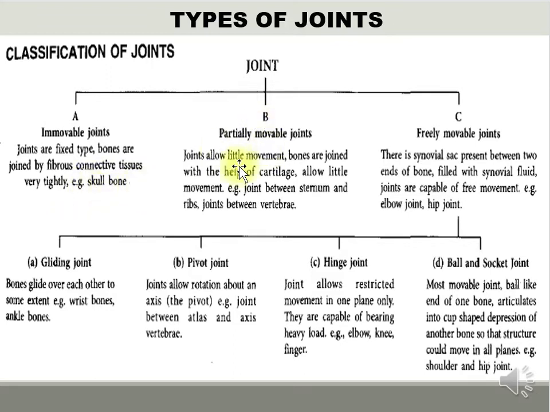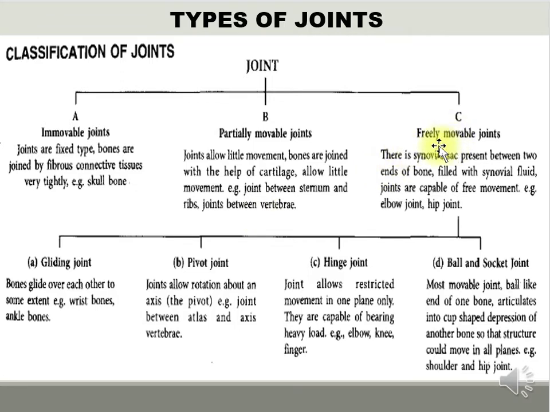In partially movable joints, the joints allow little movement. They are joined with the help of cartilage, which allows little movement. We find such joints between the sternum and ribs, and between the vertebrae.